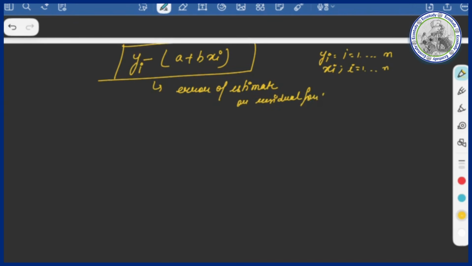Why residuals? When we have the true value and we subtract the estimated value, what is left is called the residual, that is the error part. According to the principle of least squares we have to minimize the error, because when we minimize the error we will get the best fit line. For example, in your mock test you get 10 marks, and in the examination you get 5 marks. So what is the error? 10 minus 5, that is an error of 5, and your motive is to minimize that error.